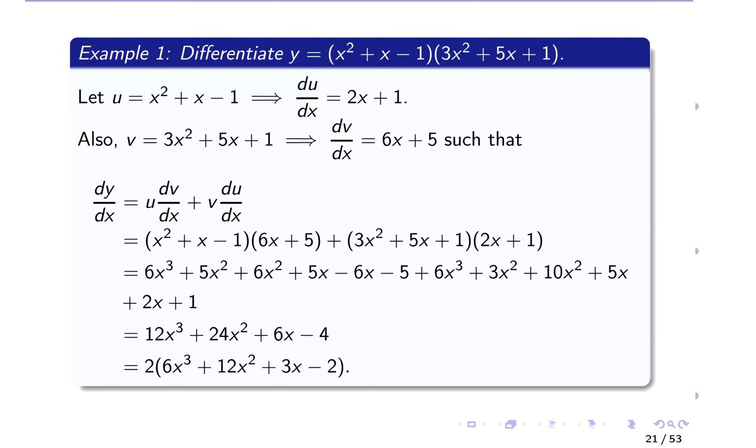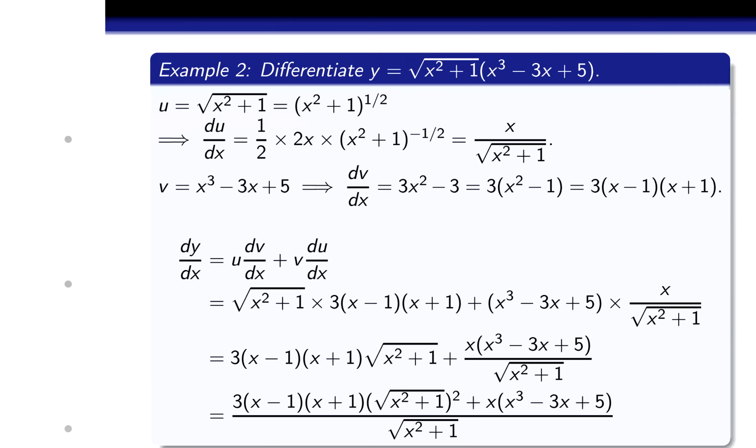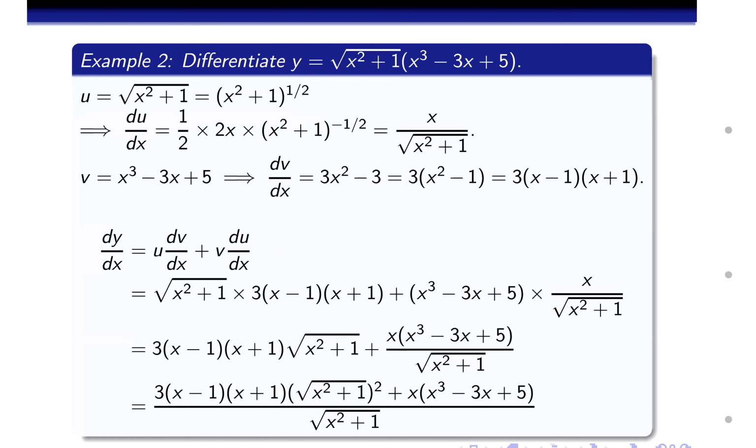So now things get a bit more complicated here, because now x squared plus 1 is a function multiplied by this as a function, but then x squared plus 1 now has a square root.